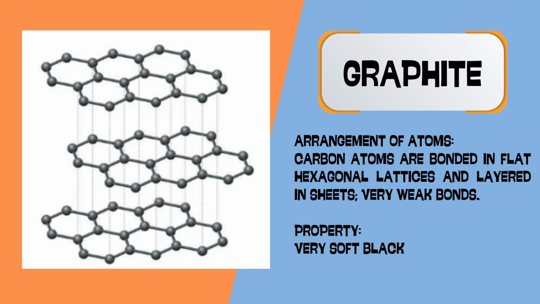Now, let's proceed with carbon in its graphite form. As stated here, carbon atoms are arranged in a flat hexagonal lattice and layered in sheets. It is considered a very weak bond. Can you guess why the bond between the layers is considered weak? The layers in graphite can slide past each other easily. That is why graphite feels slippery, like when you use a pencil. Just so you know, pencils are actually made of carbon in the form of graphite.